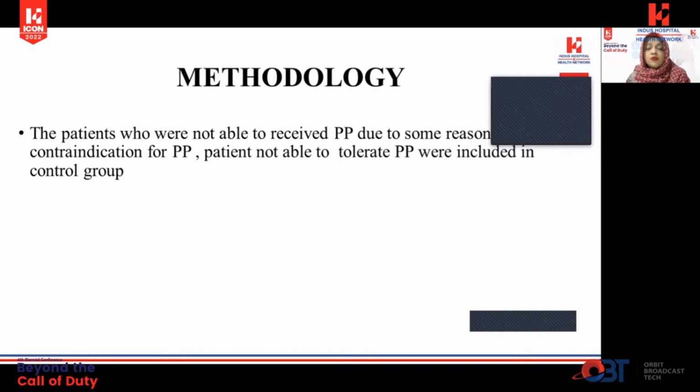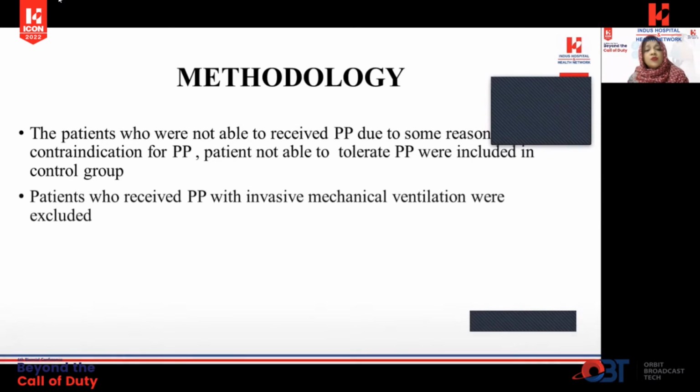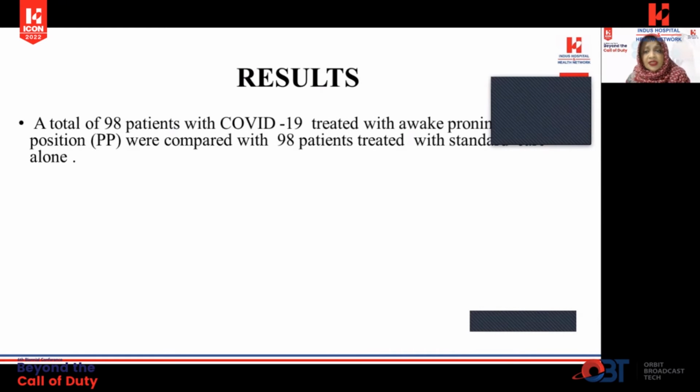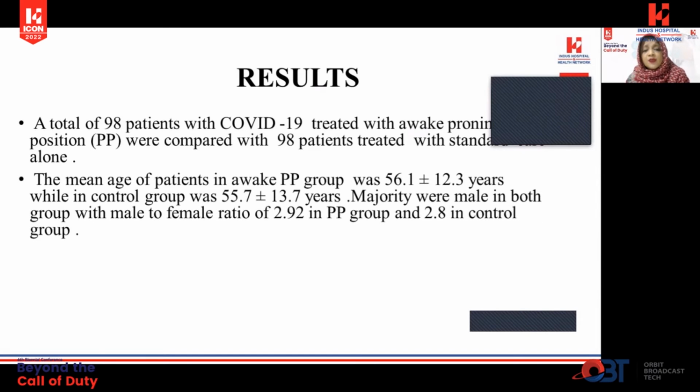Patients who were not able to receive prone position due to reasons like contraindication, or who were not able to tolerate prone position, were included in the control group. Patients who received prone position with invasive mechanical ventilation were excluded from the study. A total of 98 patients with COVID-19 treated with awake proning were compared with 98 patients treated with standard of care alone. The mean age of the awake prone group was 56.1 years, while the mean age in the control group was 55.7 years. Majority were male in both groups.